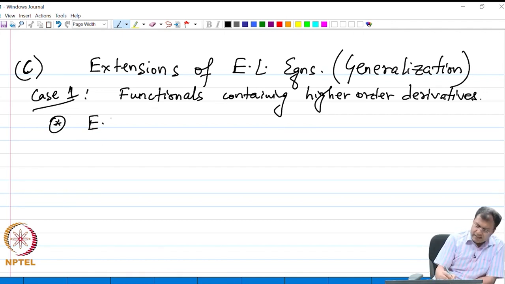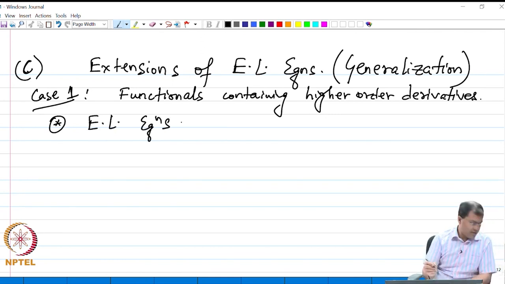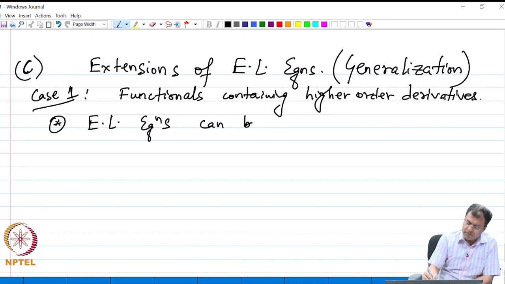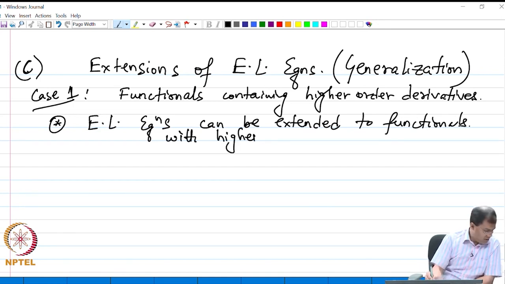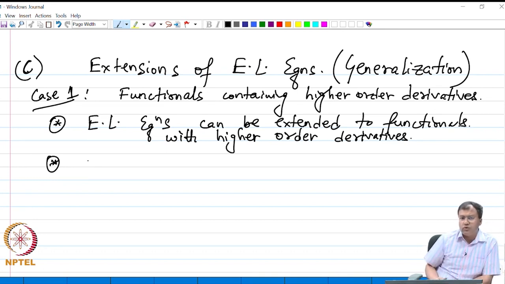Euler-Lagrange equations can be extended to functionals with higher order derivatives. Further, another issue that we have to consider is that the moment we are considering higher order derivatives, our function space will be restricted.